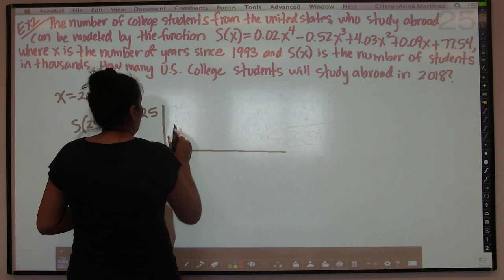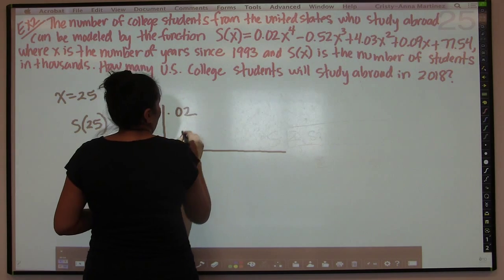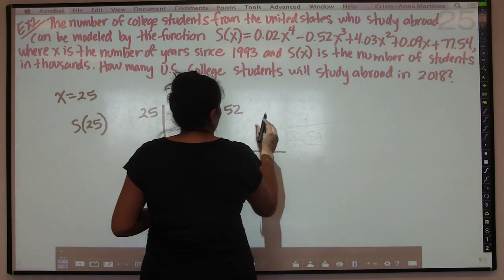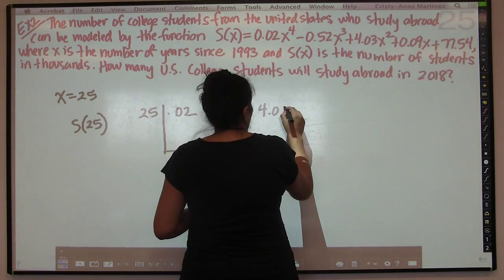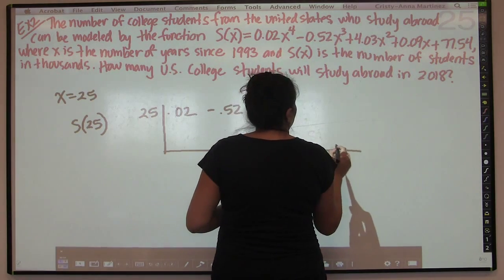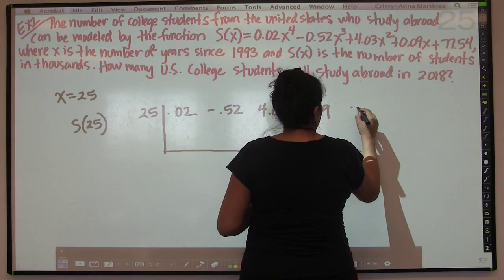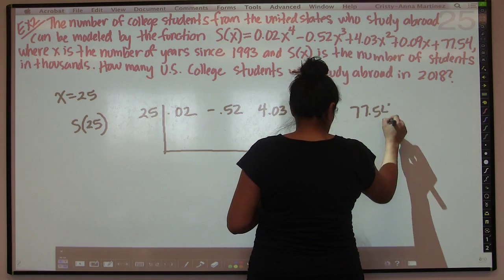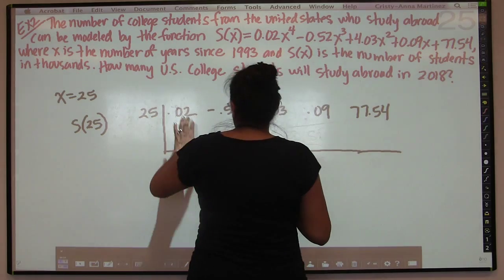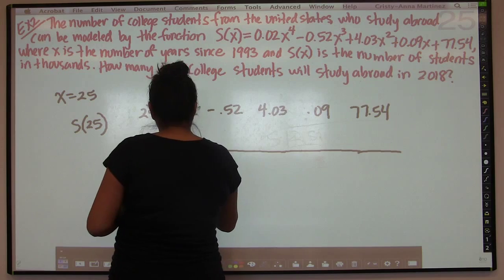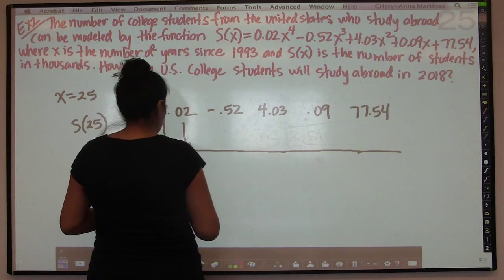So we're going to go 0.02x to the fourth, negative 0.52x cubed, 4.03x squared, 0.09x, and 77.54. So we have 4, 3, 2, 1, none. Everything looks good there. 0.02 down here gets carried.